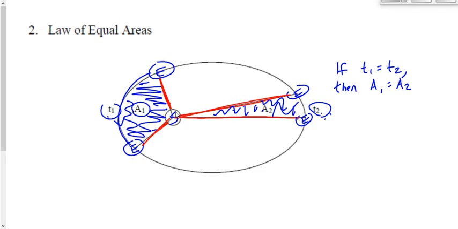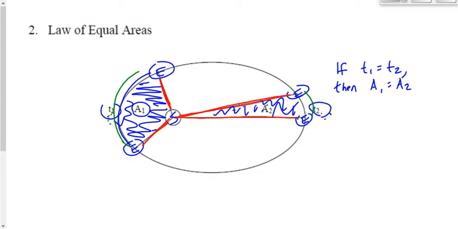If these two times are the same, if these two areas, I should say, are the same, then clearly the distance that's covered during this amount of time is going to be bigger here than it is here. So the time is the same, but the distance traveled is different.